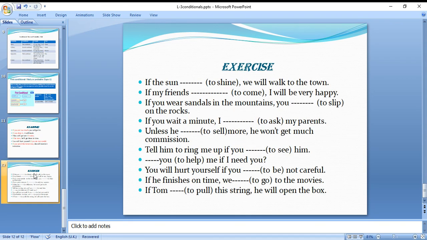I hope it is clear to you. There are certain sentences. I hope you are able to do these sentences. The rest of the conditions we will do in the next lecture.